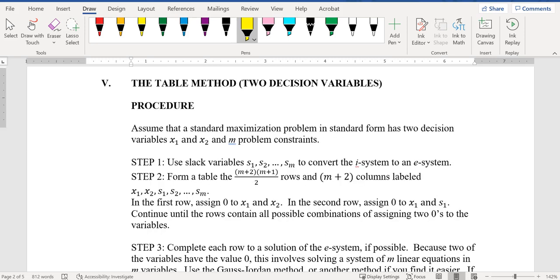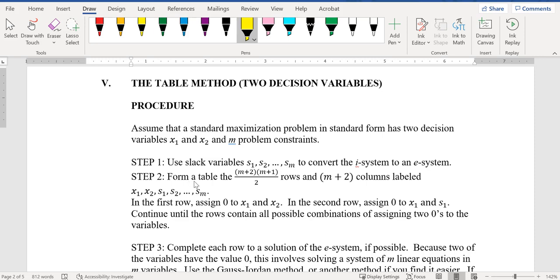So let's take time to look at the table method with two decision variables. Here comes the procedure. Assume that a standard maximization problem in standard form has two decision variables, x1 and x2, and m problem constraints. Step 1, we're going to use slack variables s1 through sm, because remember there are m constraints, to convert the I system with inequalities to an E system with equations.